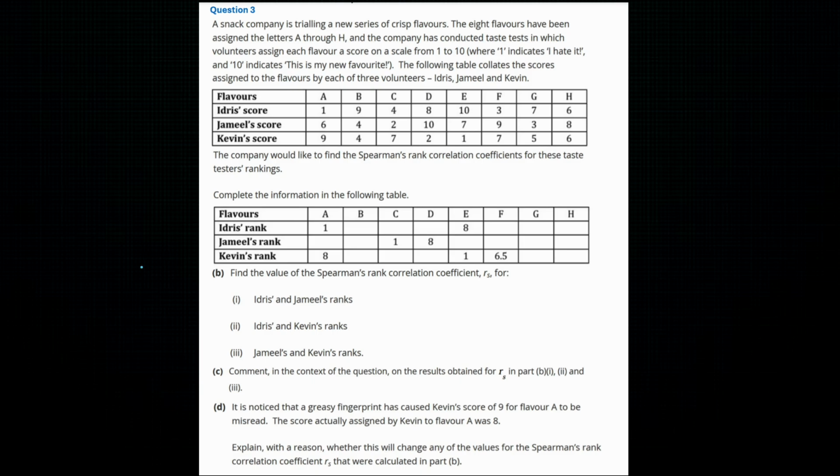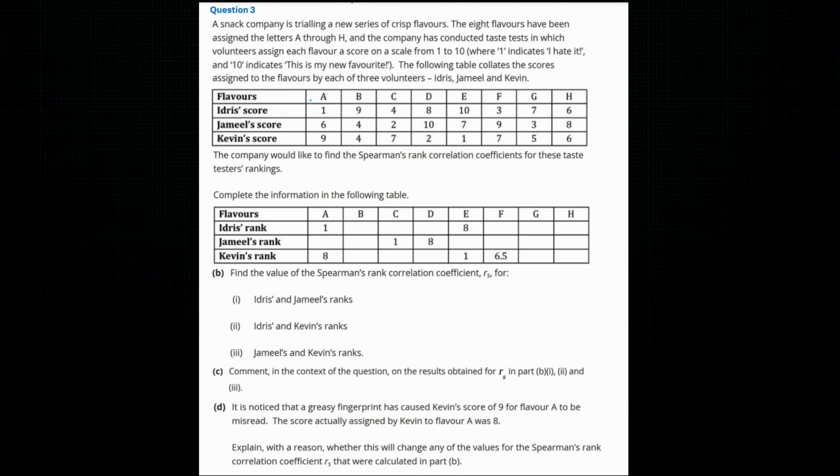Which is quite useful for this topic. So it says a snack company is trialing a new series of crisp flavors. The 8 flavors have been assigned letters A through to H, and now we have 3 people who are scoring each of these flavors on a score of 1 to 10. 1's hated and 10's the best. So Idris, Jamil, and Kevin each try flavors A to H, and they rate it 1 to 10.